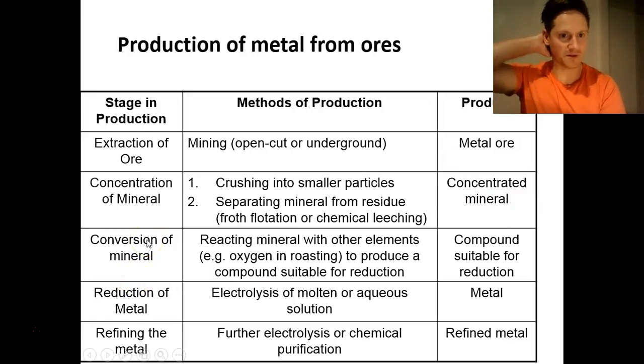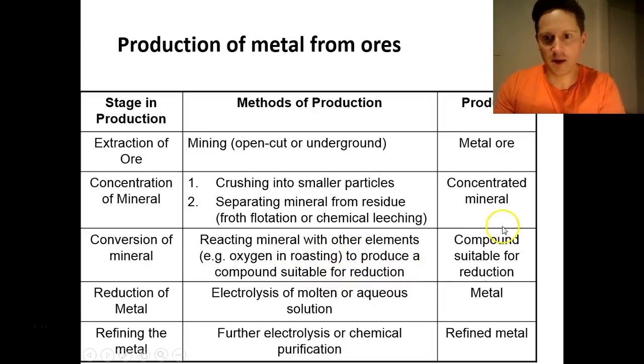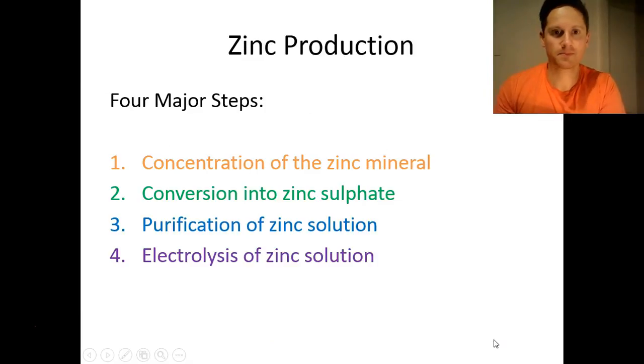The next step usually involves conversion of a mineral, so you need to perform a chemical reaction in order to convert it to something that's useful. Usually we do this by roasting, so burning the metal in oxygen to produce an oxide. Once you've done that, you've got your compound that's suitable for reduction. The reduction of the metal involves electrolysis to get the metal, and then once you have the metal, you can undergo a refining process, which is further electrolysis. Refining means making it more pure.